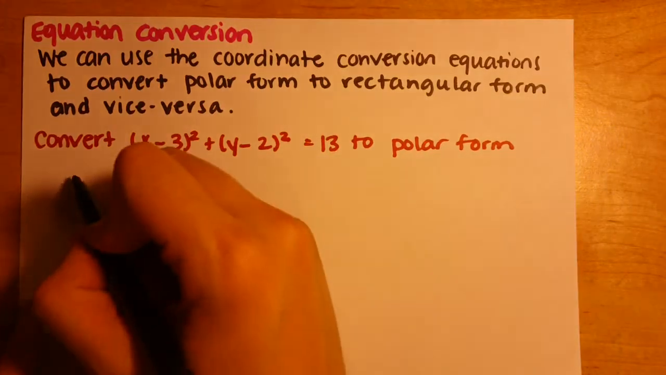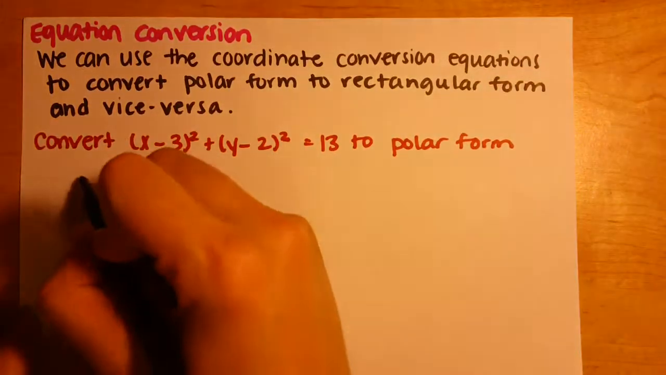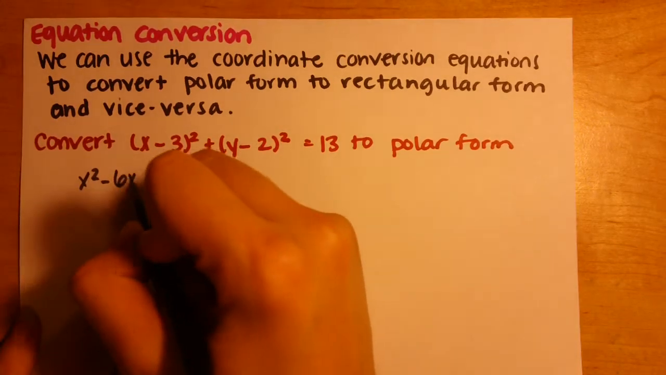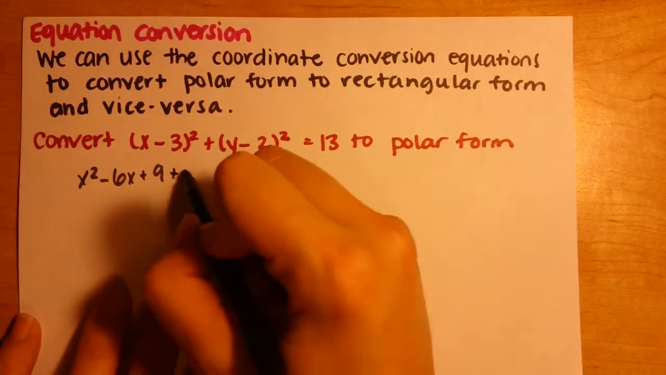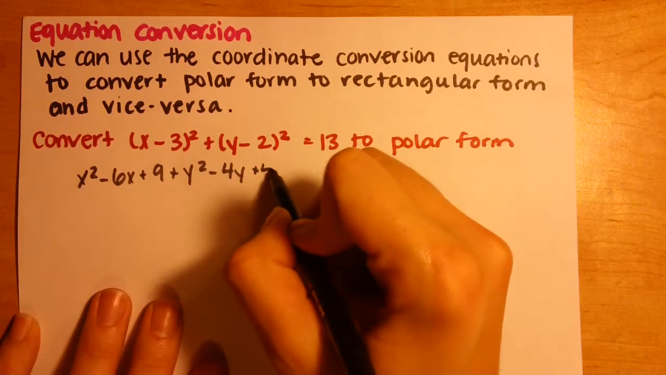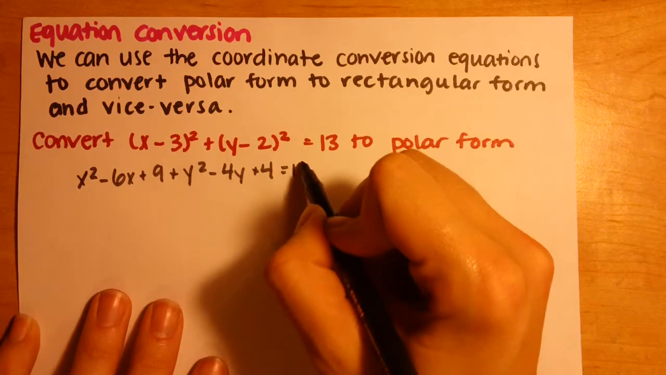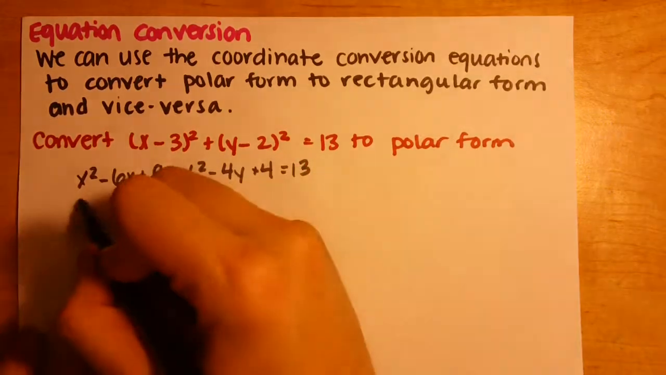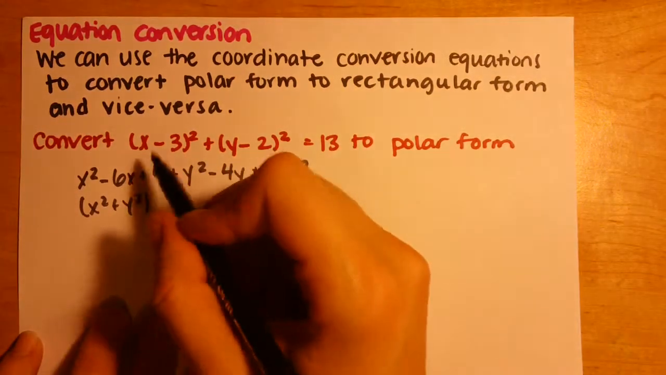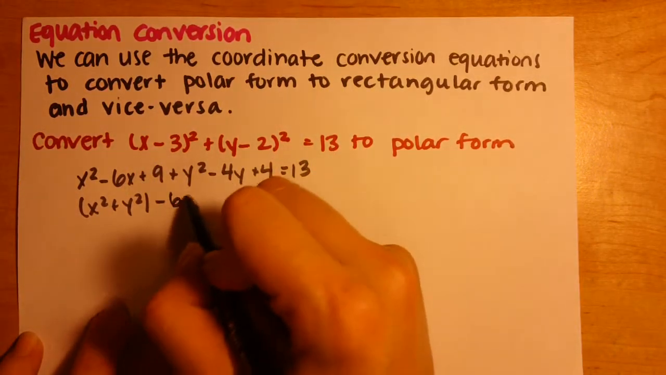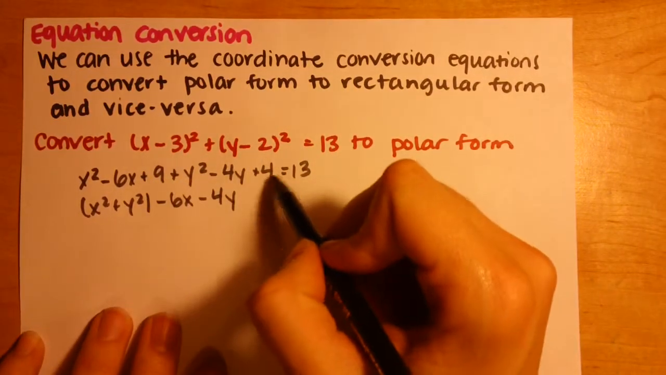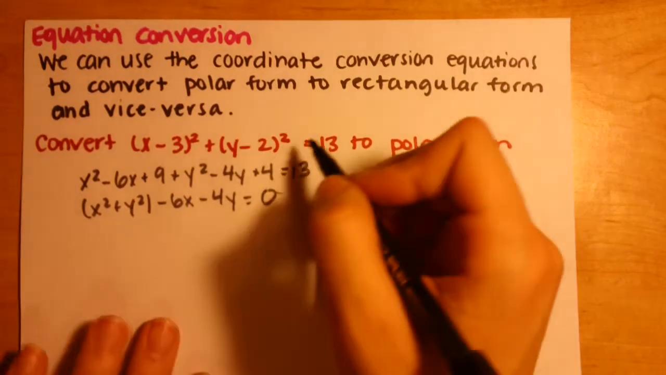So I'm going to distribute these out first. So I'm going to have x squared minus 6x plus 9 plus y squared minus 4y plus 4 equals 13. So I can take my x squared plus y squared and group it together. And then I'll be left with minus 6x minus 4y. 9 plus 4 is 13, so I can move that to the other side, and that equals 0.